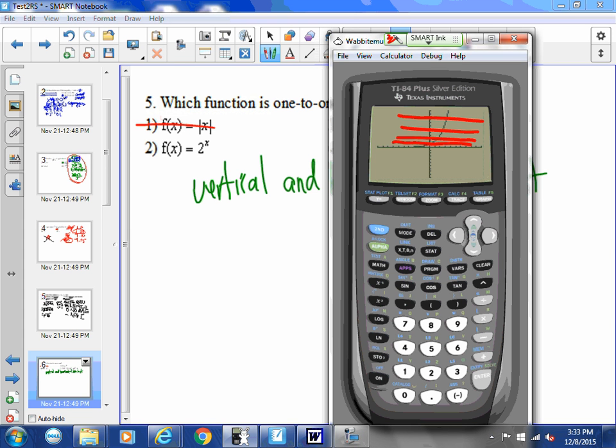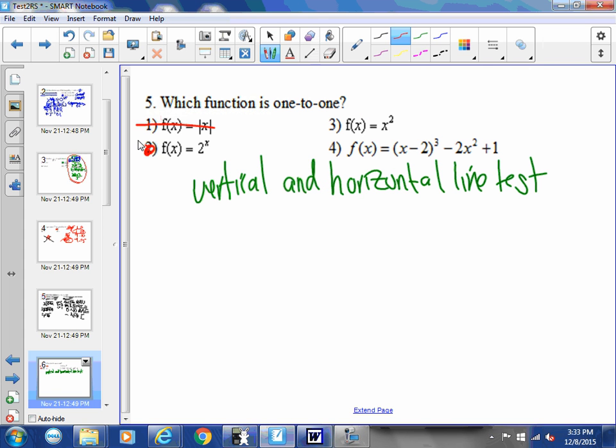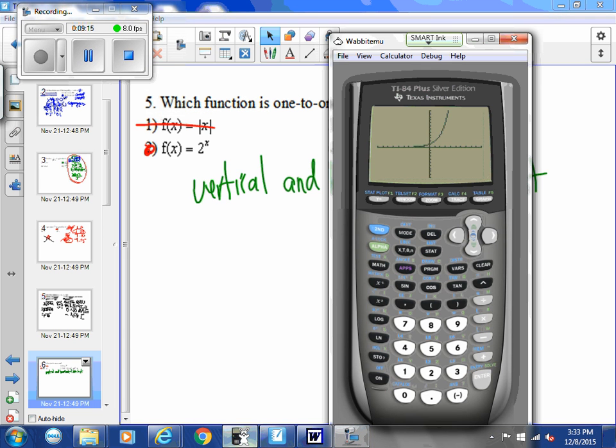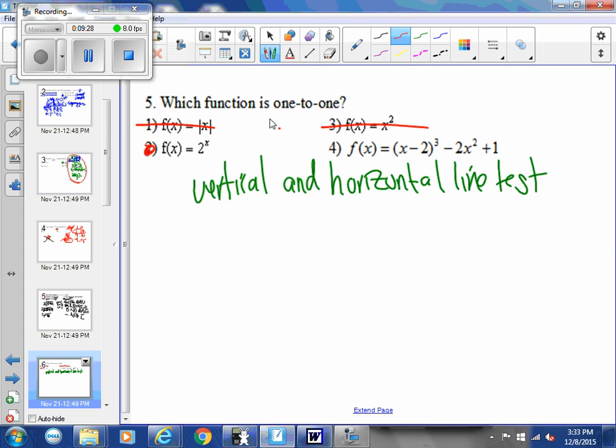Later in the course, we're going to talk more about the graphs of exponential functions. You still have Algebra 1 as well, but it passes both the vertical and the horizontal line test. That's your answer. Let's quickly talk about why choices 3 and 4 are not the answer. Well, choice 3, x squared. It passes the vertical line test, but it does not pass the horizontal line test, so that can't be the answer.